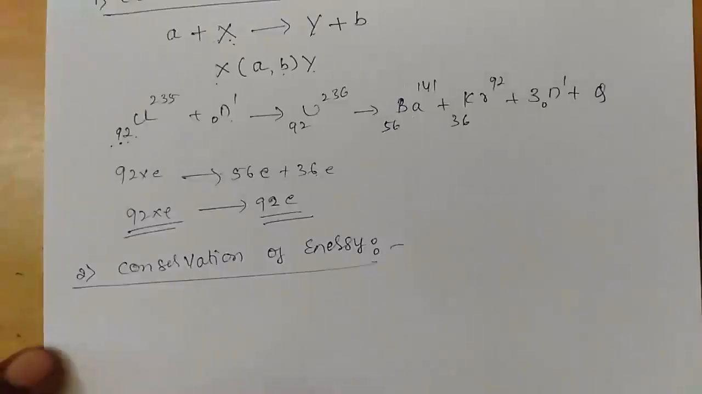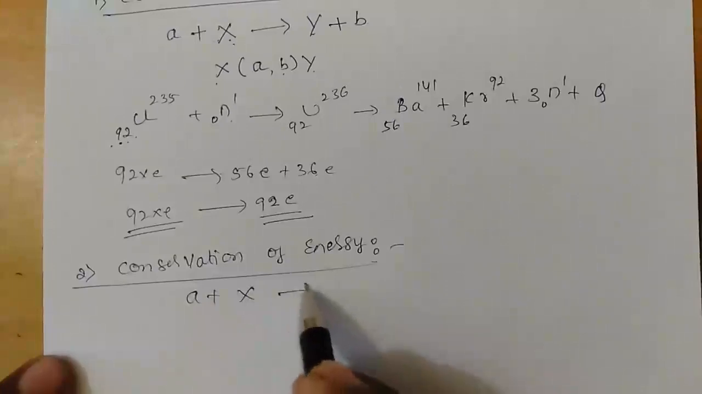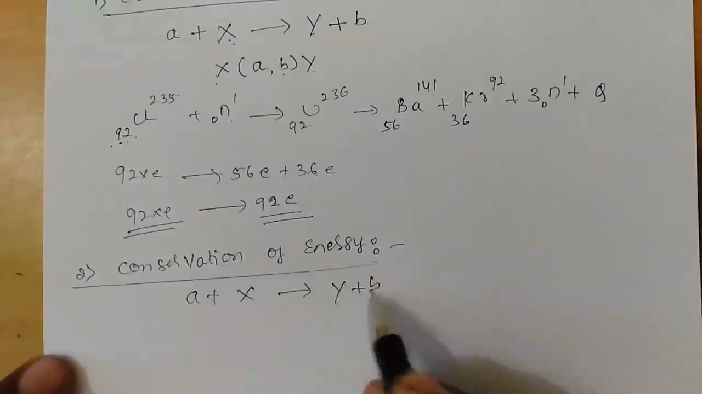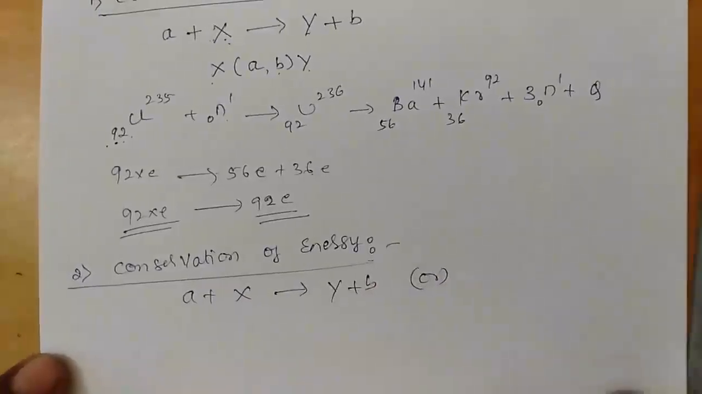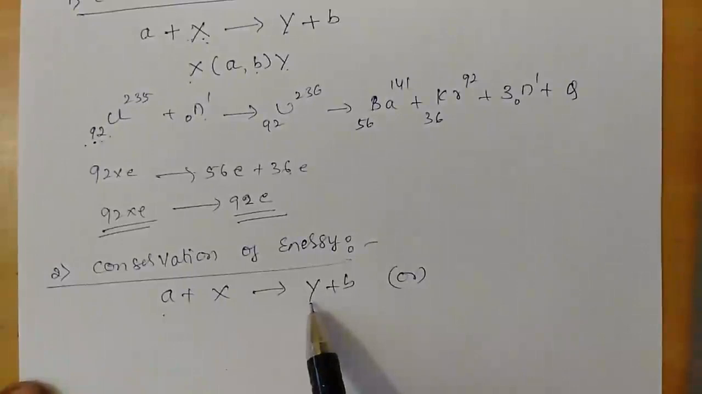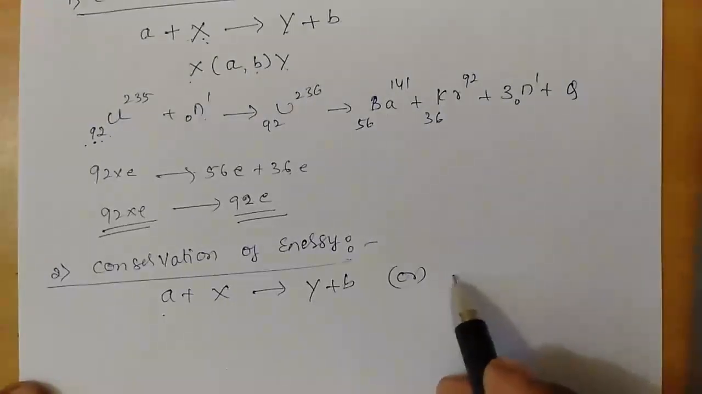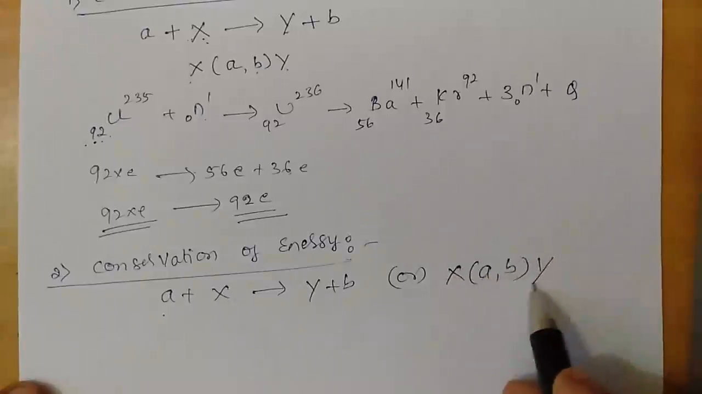So next we shall move on to another conservation law. So there is conservation of energy. Let us consider again the general equation for the nuclear reaction. There is a target nucleus X, and we have the projectile A, and the residual nucleus that is formed is Y, and the ejectile will be B. This can also be written as X(A, B)Y.